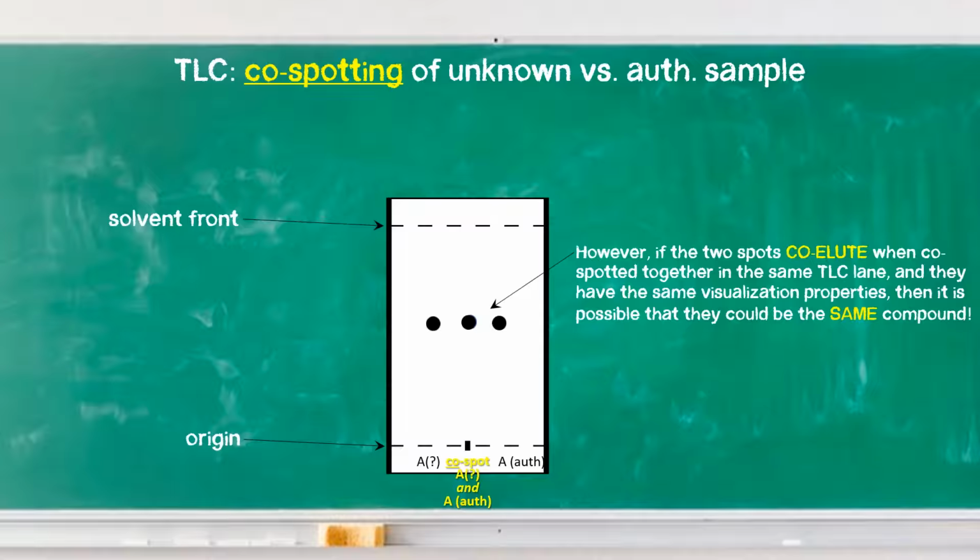In any case, even if the two spots co-eluted, the identity of the unknown compound could be firmly established to be A by further analyzing it using common spectroscopic techniques that reliably determine the structures of organic molecules, such as nuclear magnetic resonance, that is NMR spectroscopy. But TLC co-spotting is a quick and straightforward way to establish the identity of a compound versus an authentic sample.